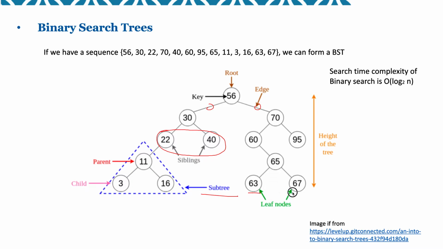And I'll talk about the leaf nodes. Why is it called a leaf node? Because it has no edges connected to any children. So it's called just a leaf because it has 0 children.